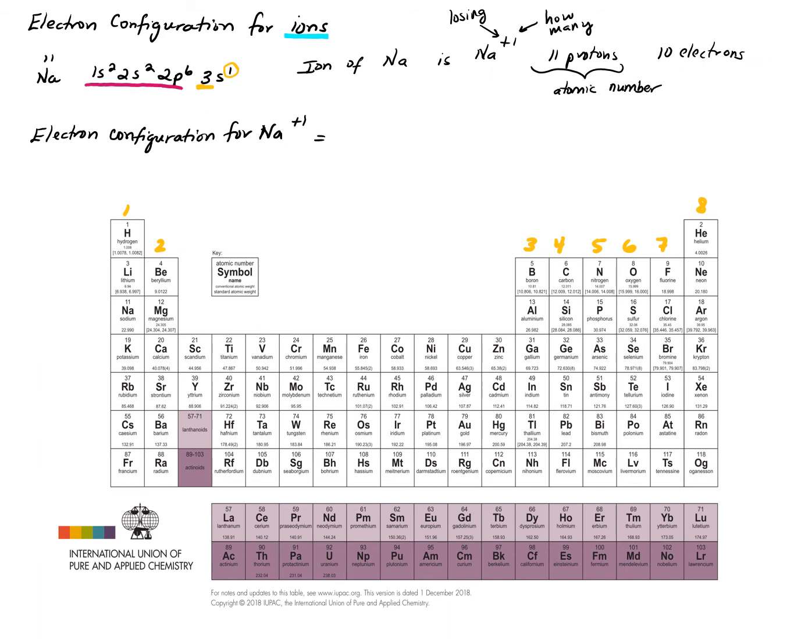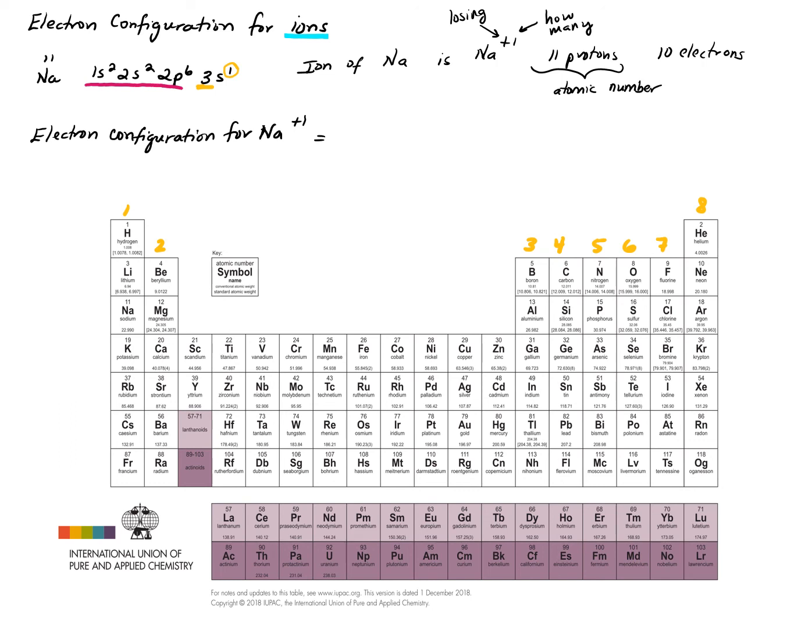Now, valence electrons for ions. Positive ions lose electrons, negative ions gain electrons. So for sodium, we have the electron configuration 1s2, 2s2, 2p6, 3s1. Now, the ion of sodium is Na+1. The sign is telling you that it's losing. The number is telling you how many electrons it's losing.